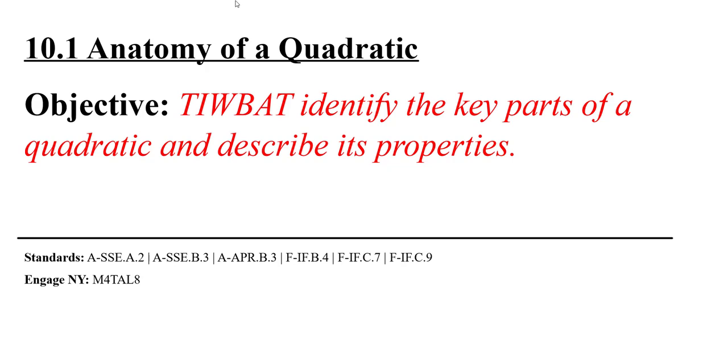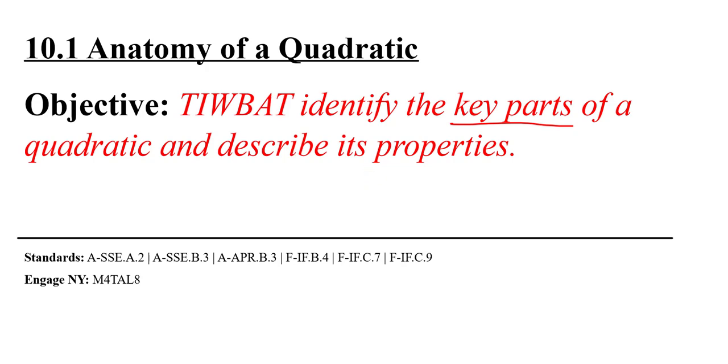We are on 10.1, Anatomy of a Quadratic. All right, so we have been talking about quadratics for quite some time. In this section, we are going to talk about the anatomy of that quadratic. And when I say anatomy, that means we are going to be looking at it graphically. There are specific parts, key parts of a quadratic that tell us a lot of information and are very, very important. So we are going to look at those, we are going to talk about them, and we're going to describe what these properties mean for our quadratic functions.